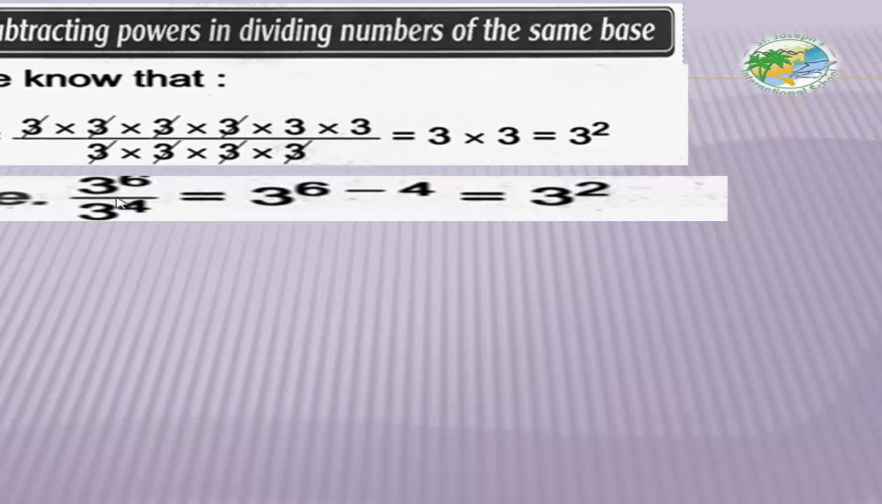With the same base in the case of division, we subtract the powers. With the same base in dividing numbers, we subtract the powers. Then write the same base, and 6 minus 4 equals 2. Then it equals 3 power 2.